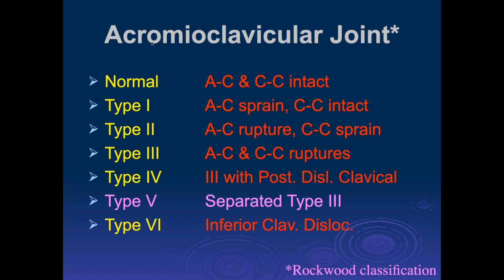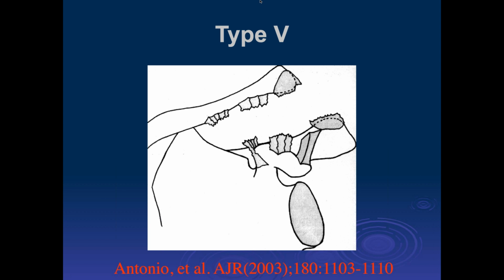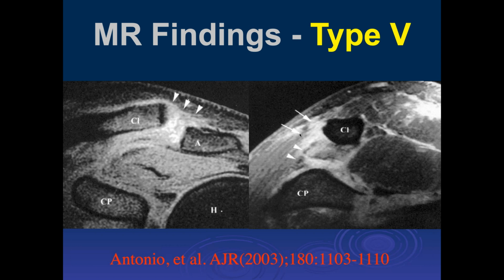Now we can go to type 5. Type 5 is really a separated type 3 where we have all three torn and typically prominent inferior displacement of the scapula. There's a little bit of disagreement as to what criteria you use to make this diagnosis on MR. But typically, if the superior cortex of the acromion is below the inferior cortex of the distal clavicle, and you've got greater than a centimeter of separation, then it's most likely going to be a type 5.